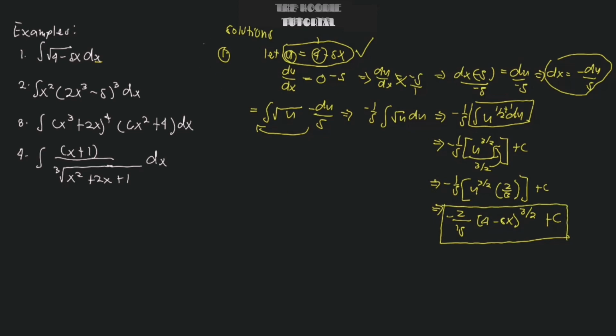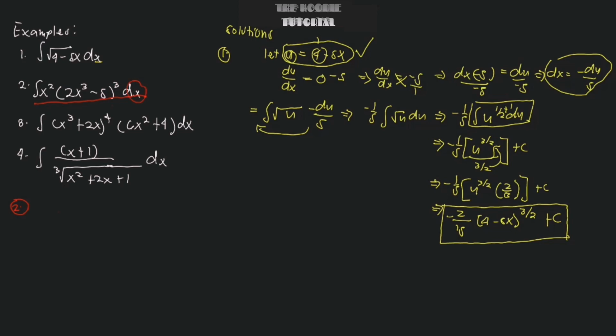So let's go to example number 2. Okay, example number 2. So let's put number 2 right here. We have the integration of x squared multiplied by the function 2x cubed minus 5, raised to the third power, and then our differential, which is dx.